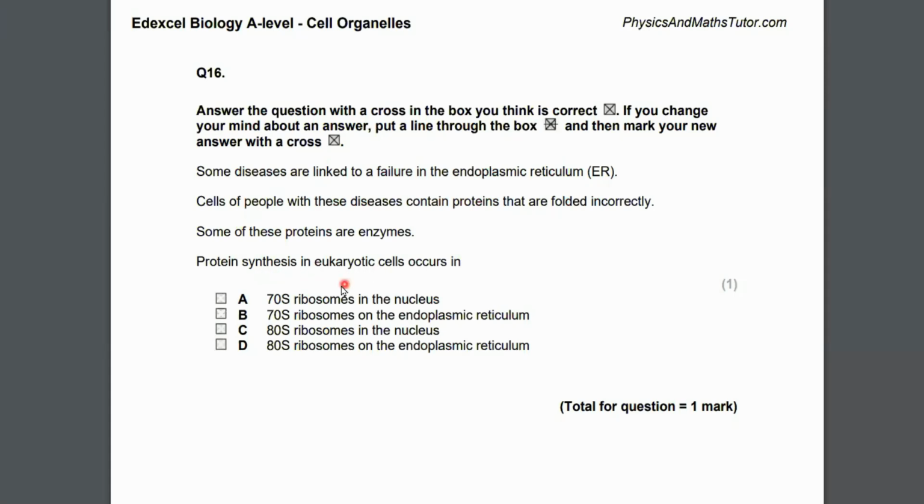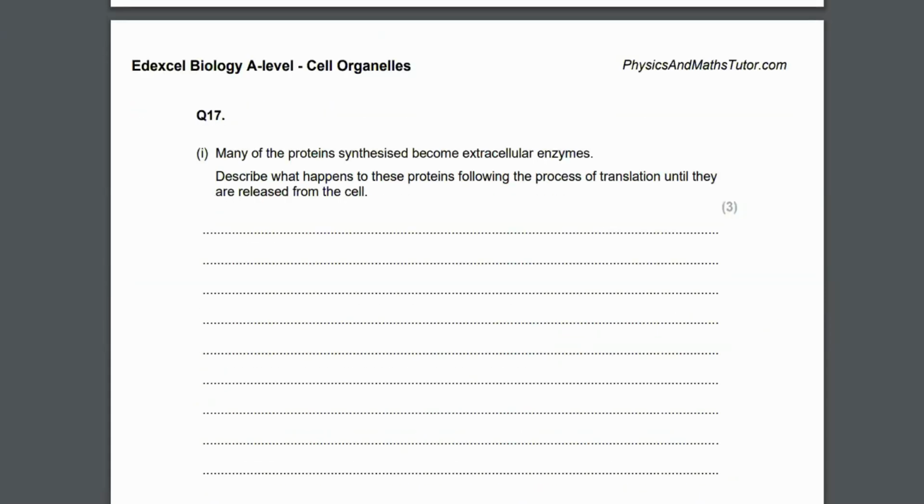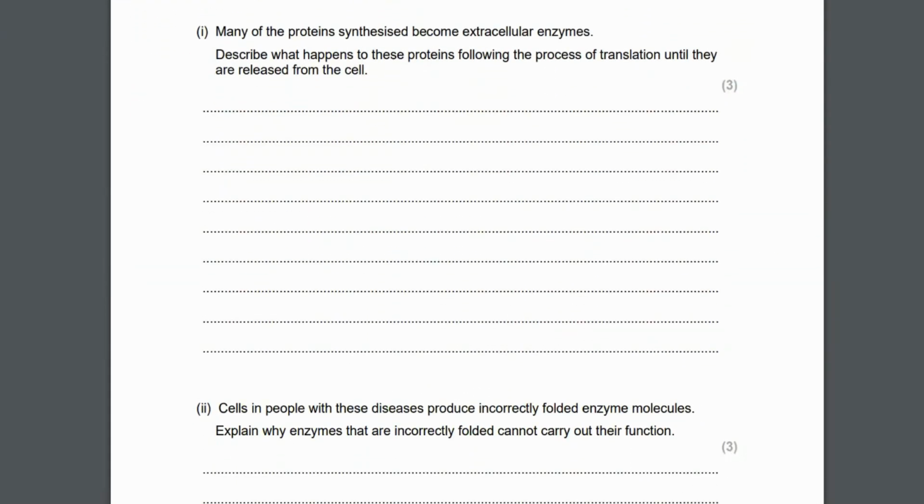All right, let's check this question out. Protein synthesis in eukaryotic cells occurs in, it's going to be ribosomes and they are found on the endoplasmic reticulum. You don't find ribosomes in the nucleus. Awesome. Although you do find the material for making ribosomes, like the nucleolus is where they're made. So yeah, I'm waffling. Many of the proteins synthesized become extracellular enzymes. Describe what happens to these proteins.